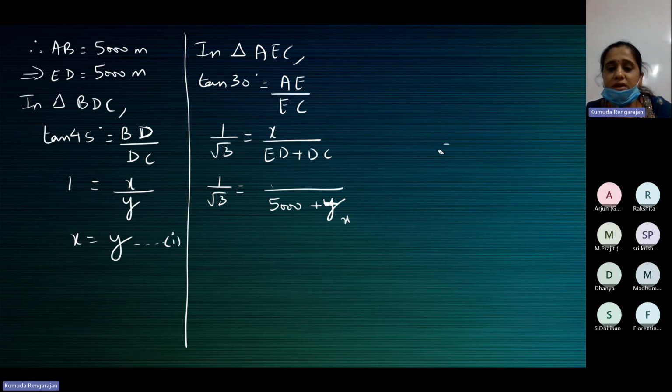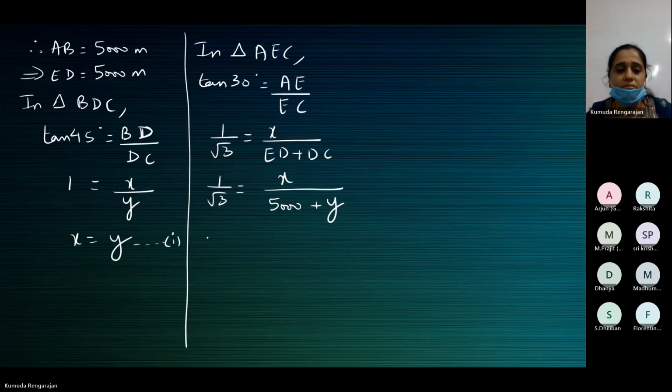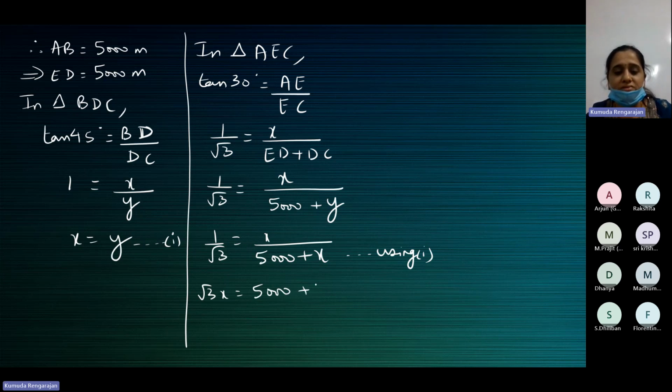But what I'm doing is, because we have to find x, and x and y are equal, even if you find y, that is only the x answer also. So I'm having x as it is, and because x is equal to y, 5000 plus y becomes 5000 plus x. So 1 by root 3 is equal to x by 5000 plus x. Using 1. Cross multiply. Root 3 x is equal to 5000 plus x.